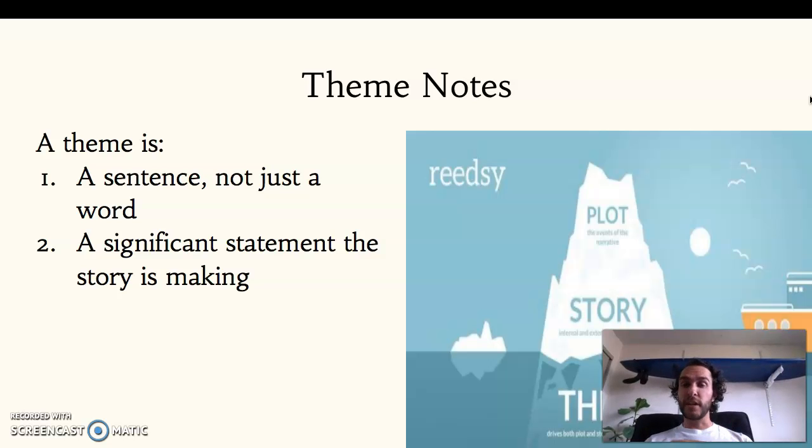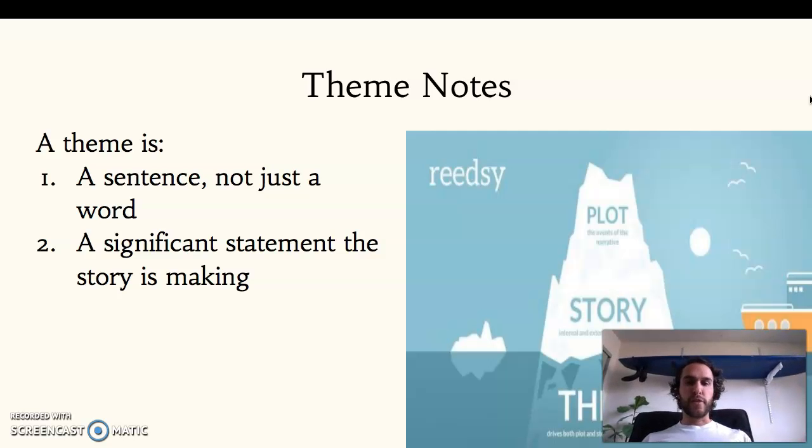So it's not something shallow, it's not something cliche that we hear all the time, but it's a significant statement. It's something that is profound. In the Hunger Games, we have a lot of significant statements about violence that the author's making. Those could be themes. We also have significant statements about relationships that the author's making. Those would be themes, but nothing shallow, nothing on the surface level, and nothing cliche or overused.